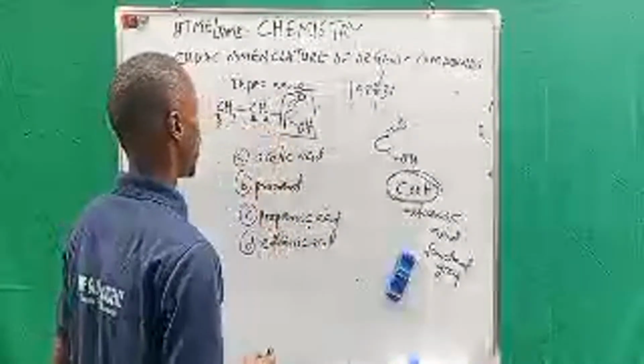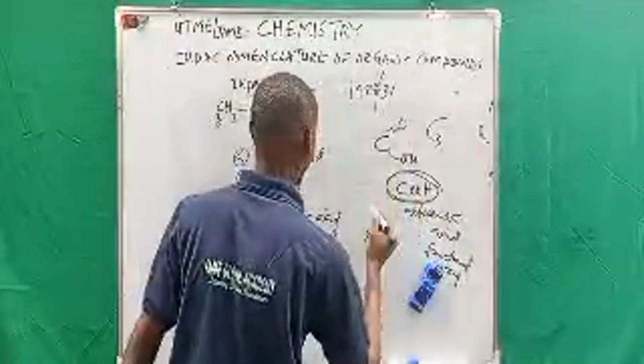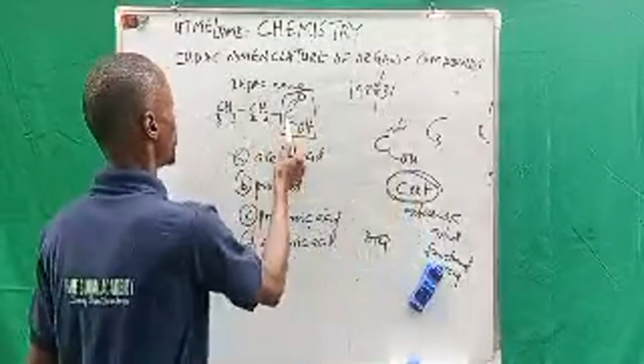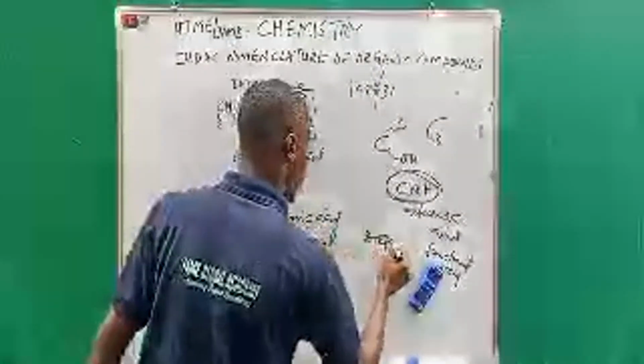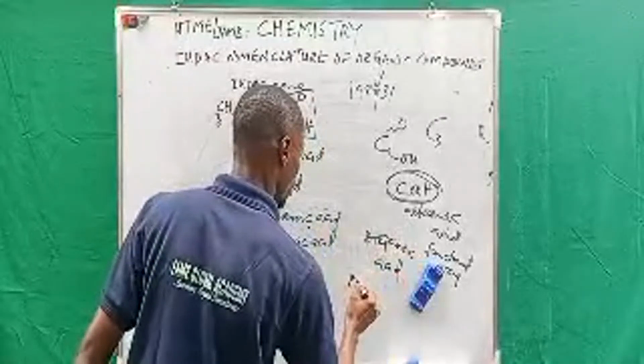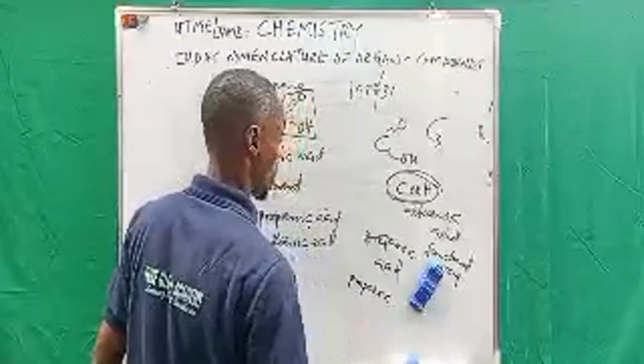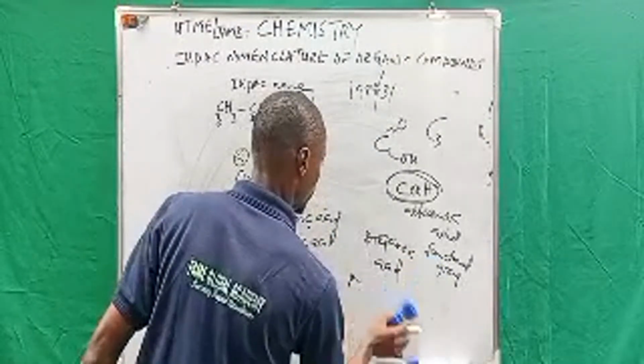Are you with me? And carbon atom 3 is what we call prop. Is what we call what? Prop. So this is simply methane, ethane, propane. You now say propanoic acid. Propanoic what? Acid. Propanoic acid. Did you get that?